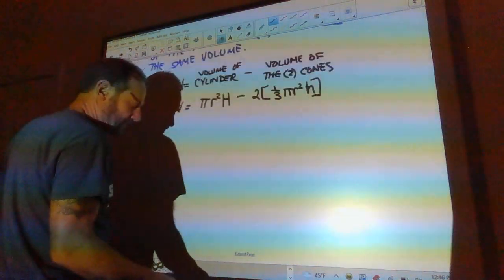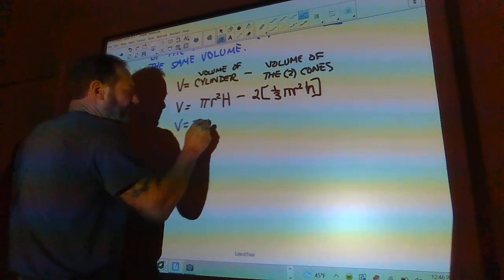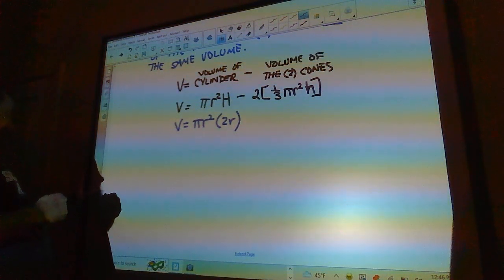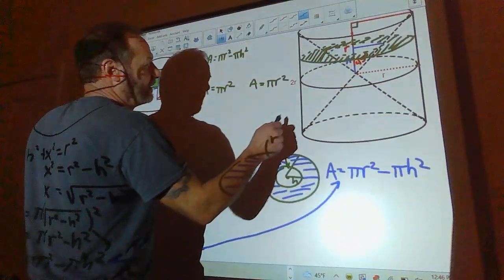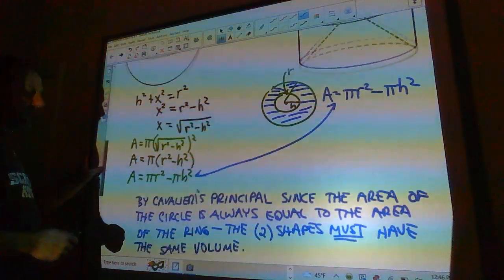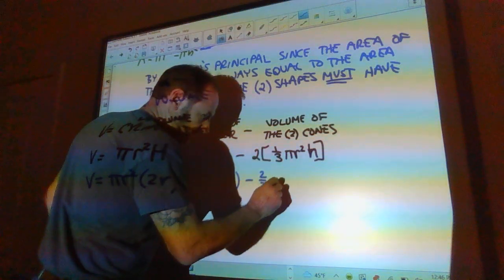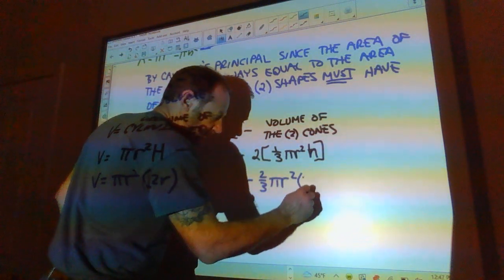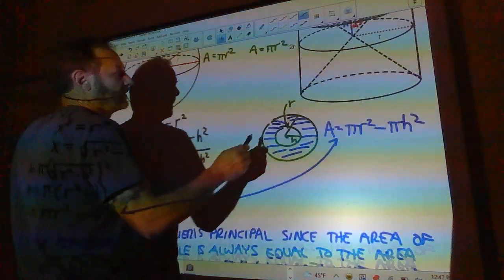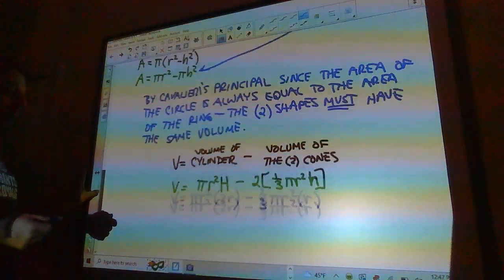Okay, now, here's what we know. The height of the cylinder is 2r. Okay, so if we go back here and we look, this is r and this is r, so that's 2r. Okay, minus 2 times 1/3 is 2/3 pi r squared times r. That's the height of one of the cones, because the height of the cone is going to go from here to here. Okay, so now it's very simple.